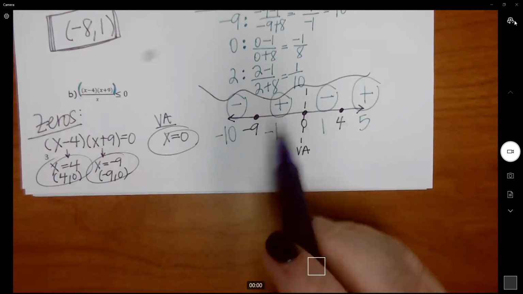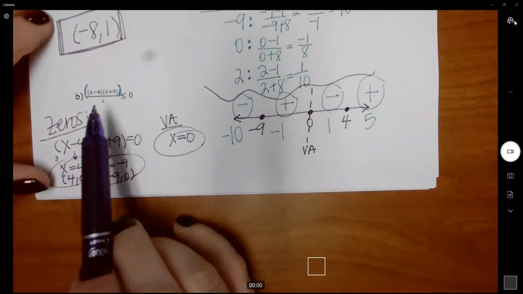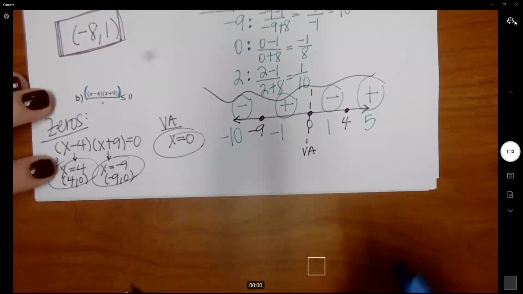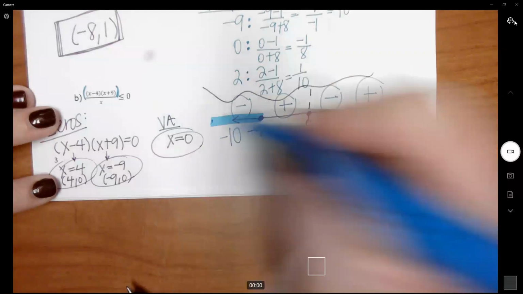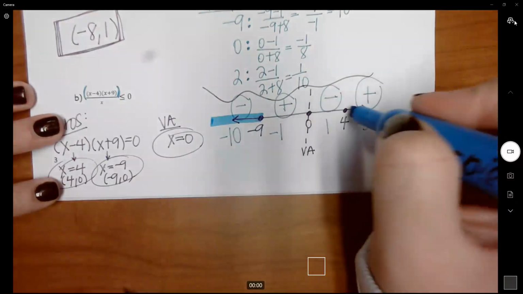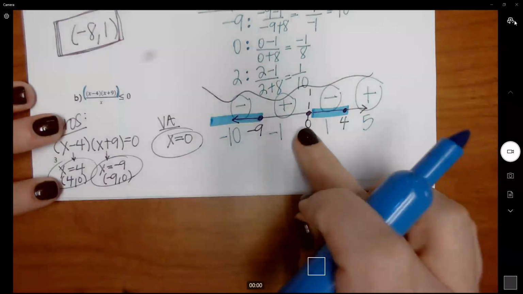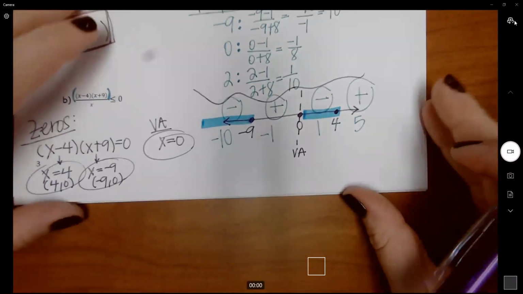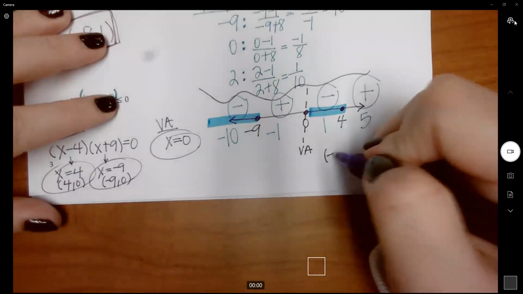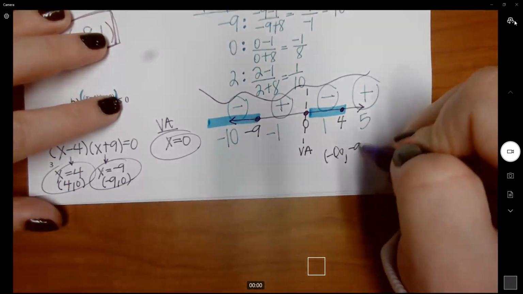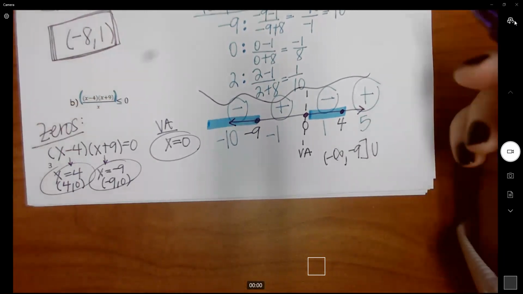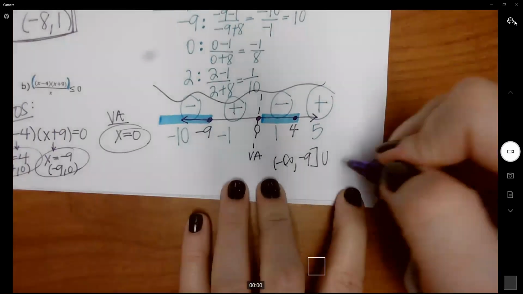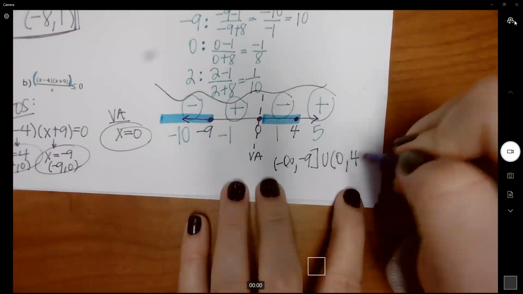Once we figure out our plus and minuses, we'll come back up here. This is when it is less than or equal to 0. So that is this portion, and that is this portion here, not including that 0 because it's an asymptote. So we will have -infinity to -9 with a bracket, the union to put these two together, and then we will have parentheses 0 to 4 with a bracket.